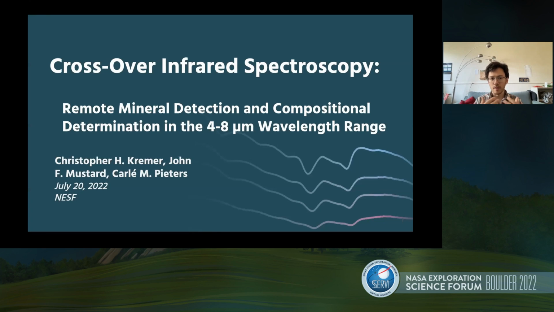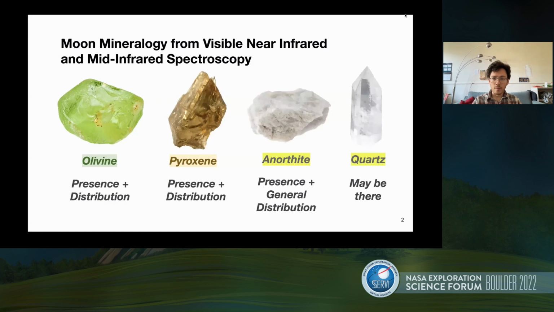I'm going to be talking about an exciting and relatively new spectroscopy technique called crossover spectroscopy or intermediate infrared spectroscopy. The last several decades of compositional remote sensing have revealed an enormous amount about the mineralogy and petrology of the moon. And this slide summarizes schematically just a few of those discoveries: the presence and distribution of olivine and pyroxene, the presence and general distribution of anorthite, and the possibility that quartz may be located on certain parts of the moon.